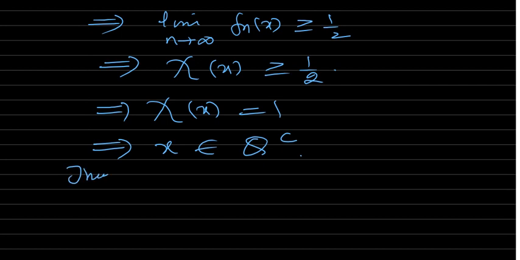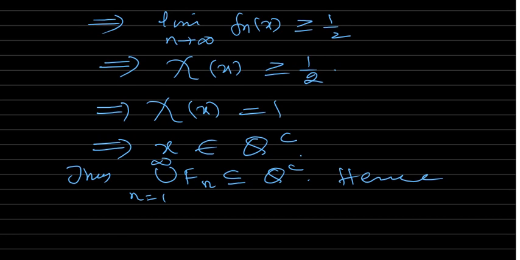So thus this union, n runs from capital N or small n, and the same thing, it's F here. Okay, it's not E, it's F. Fn is a subset of Q complement. So hence they are equal. Hence Q complement is a union of these closed sets, a countable union.